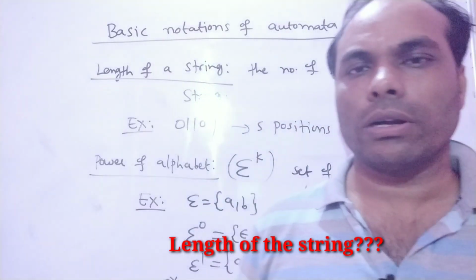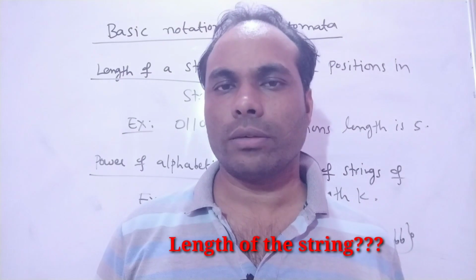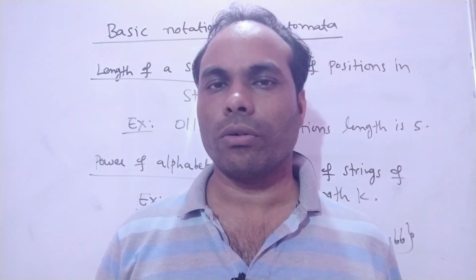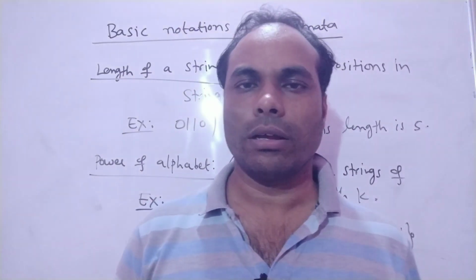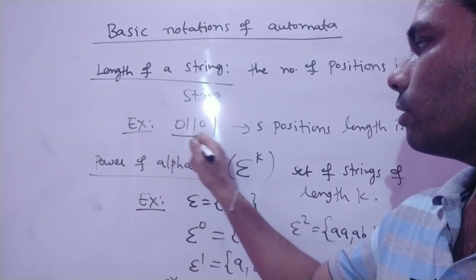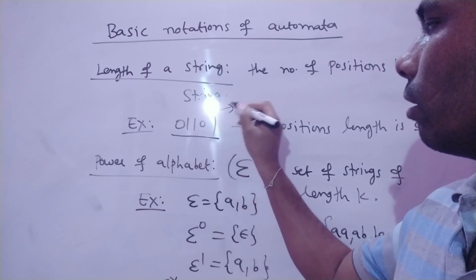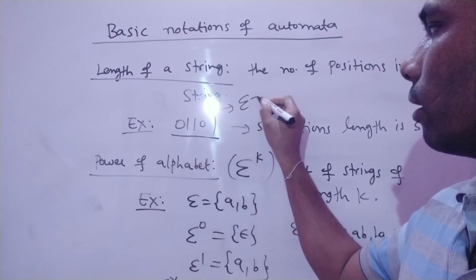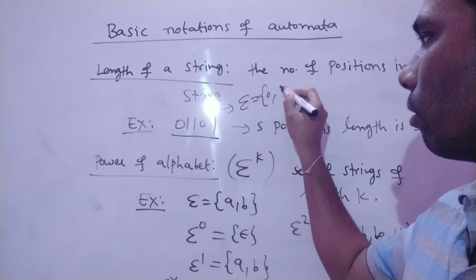Now we are going to see what the length of a string is. For example, you already defined a string, and you are going to find out the length of the string. For example, the string defined here is 0, 1, 1, 0, 1. You are taking this string from the set of alphabets 0, 1.